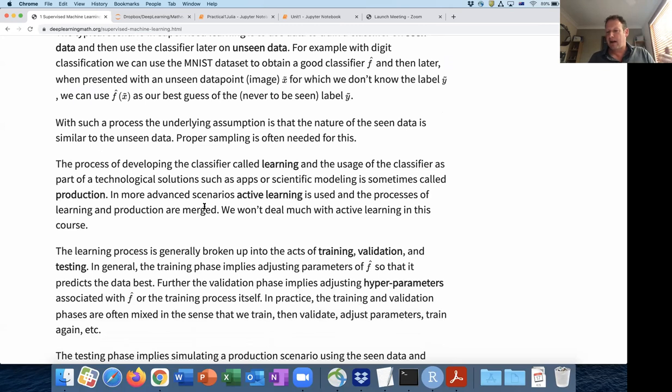There's a different, more modern paradigm, which continues to learn, where the unseen data that then becomes seen continues the learning process, and that's called active learning. But we won't deal with that too much in this course. Maybe Benoit will be able to briefly mention it in chapter 6.